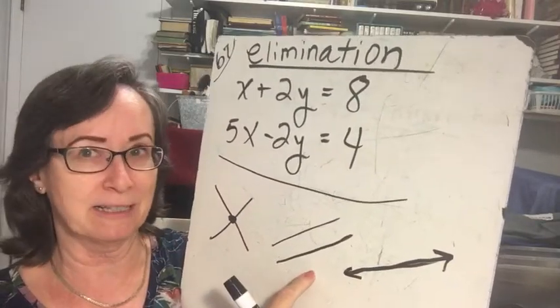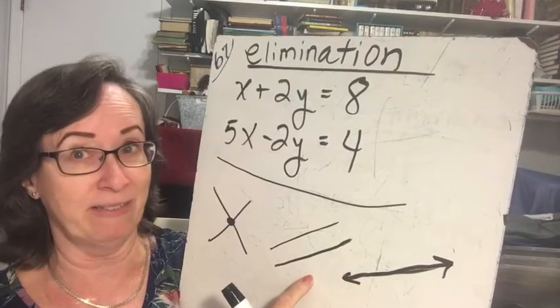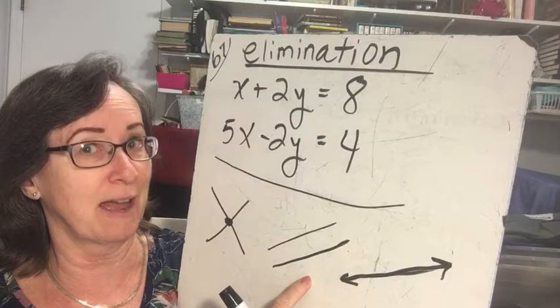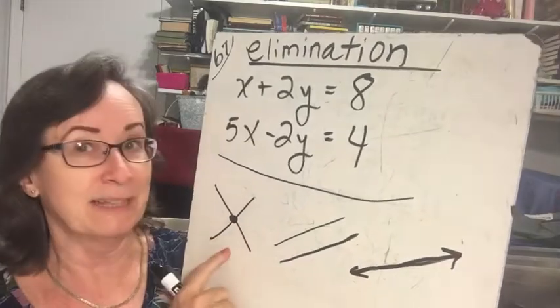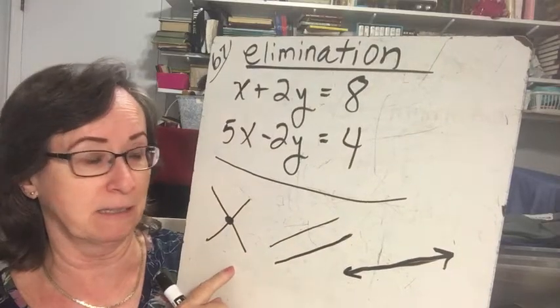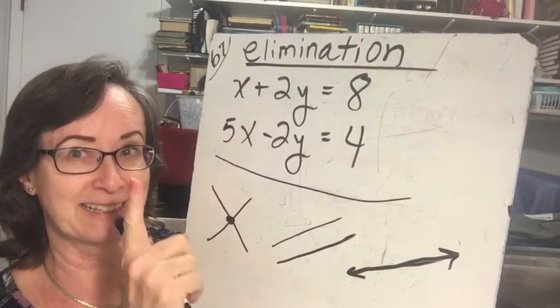These would be inconsistent independent because they're not the same line. Inconsistent means they'll never, ever, ever cross. And this one is independent because they're 2 different lines. Consistent because they have one solution.